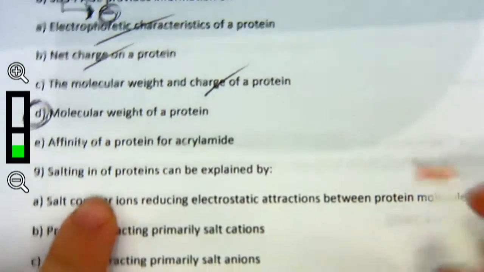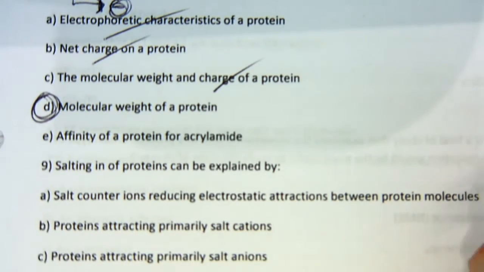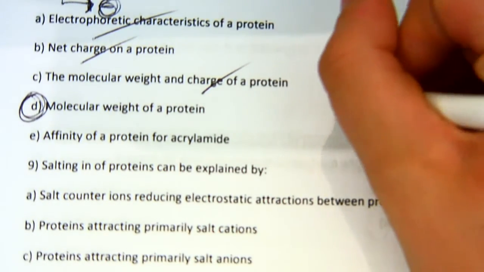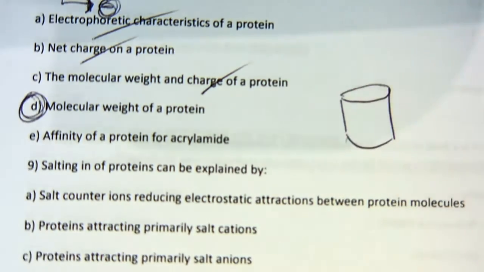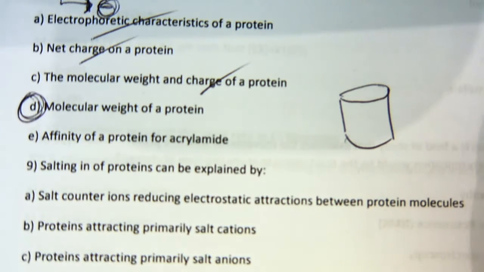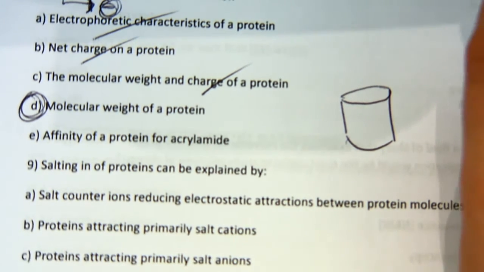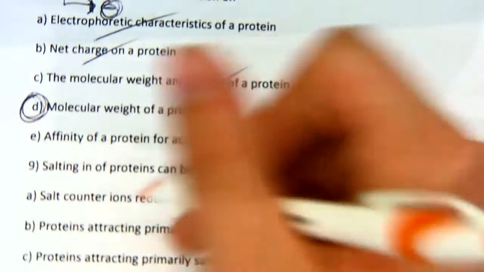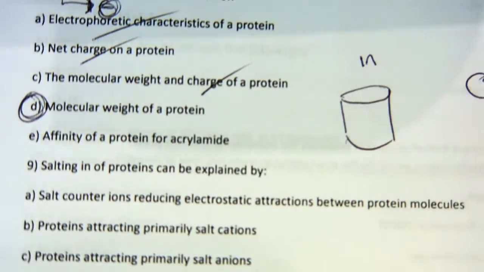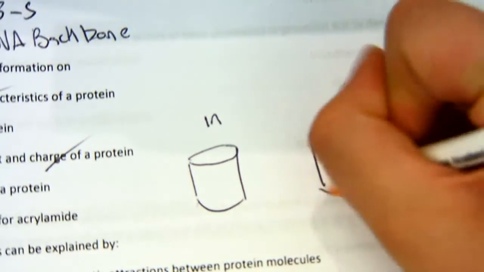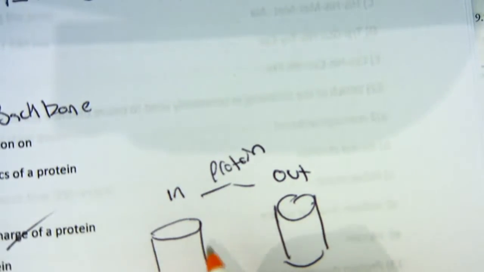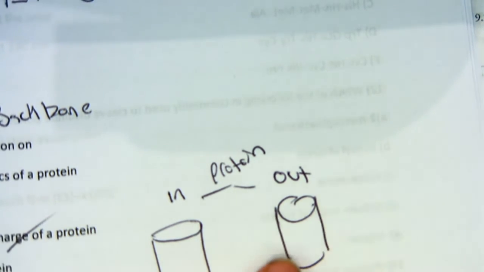Hang on, there we go. Salting in a protein can be explained by, so we have salting in and salting out, right? So with salting in, what do you think our goal is here? When we're talking about salting in and salting out, think of the in and out as the protein. So in salting in, the goal is to keep the protein in. And in salting out, the goal is to get the protein out.